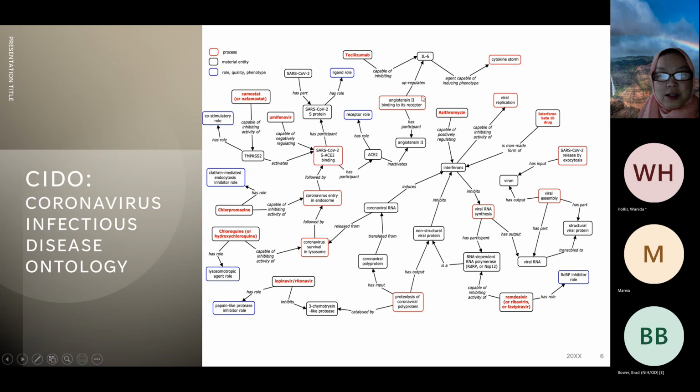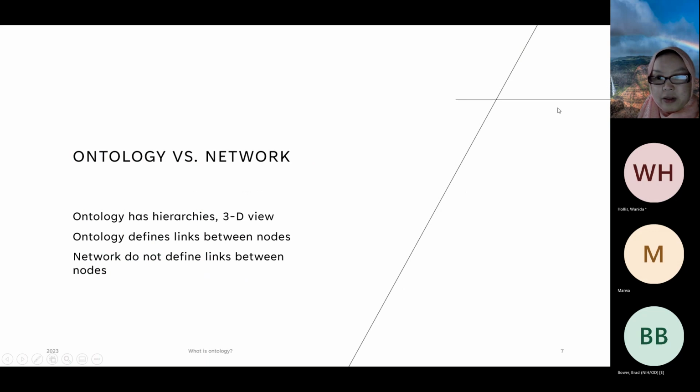So here, different boxes have different edges because they have different classes. This is like a slice from a hierarchical ontology in a slideshow. The red ones are processes, the black ones are material entities, and the blue ones are qualities or phenotypes. You will see that it is kind of similar to a network. Some people will ask, what is the difference between an ontology and a network? An ontology has hierarchies; if you think about it, it's more like 3D. An ontology also defines links between nodes. I don't think a network necessarily defines links between nodes. So a typical network map may not have those links, but a knowledge graph should.